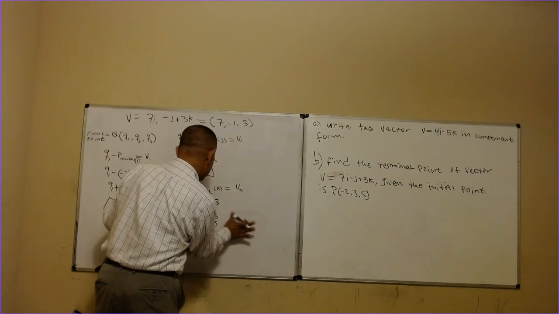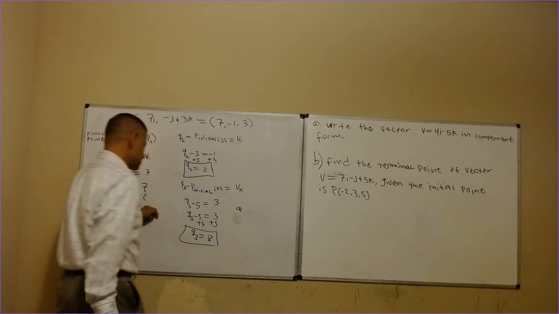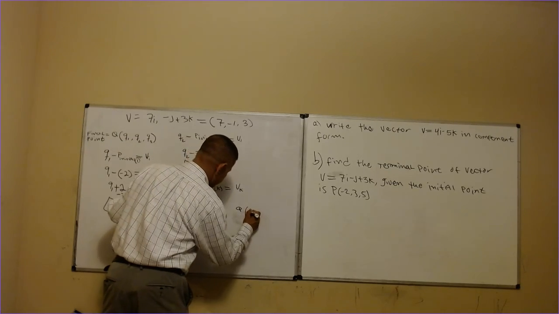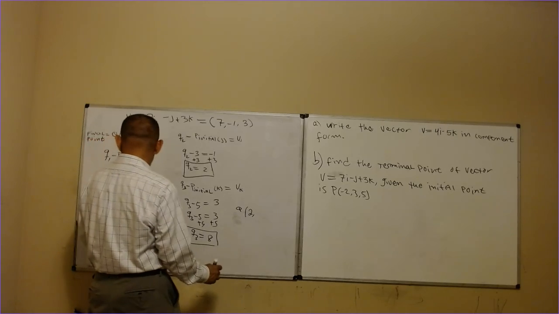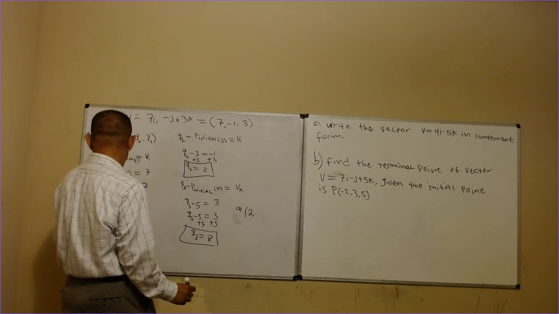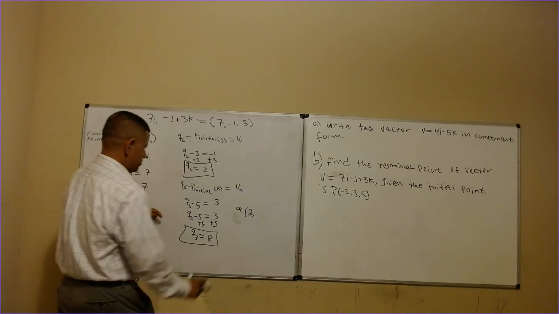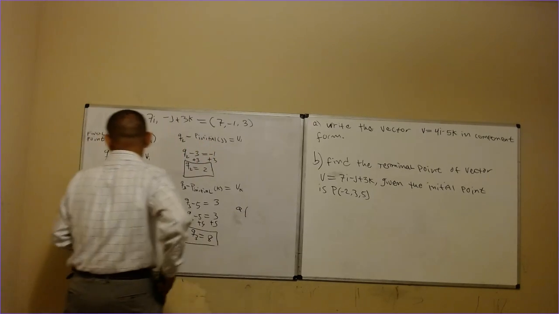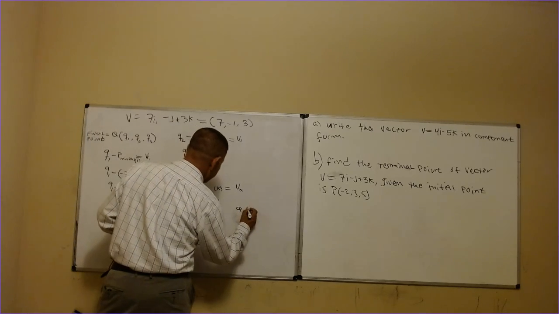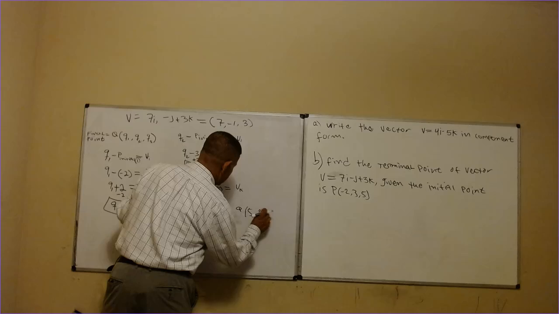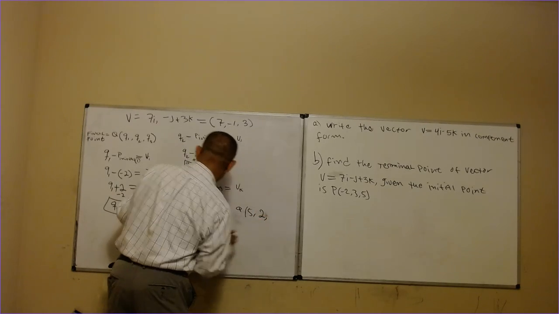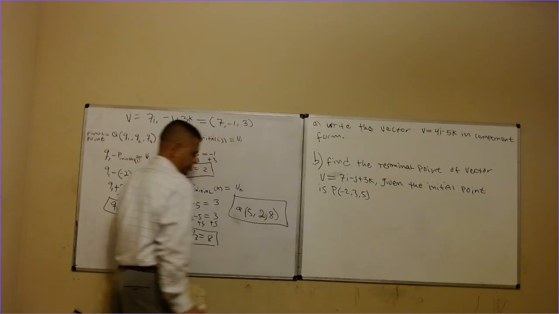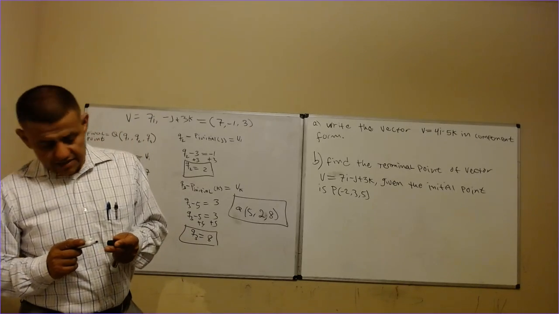So Q is going to be equal to what? It's going to be equal to 5, comma 2, comma 8. Let's see, this is Q1, which is 5, and Q2 is 2, and Q3 is 8. And that would be the final answer, right? That would be the final answer for that.